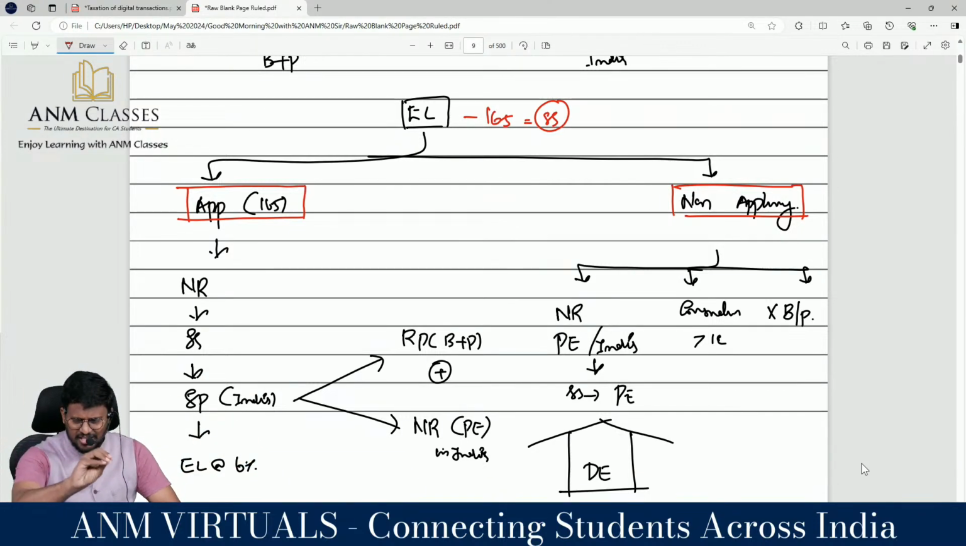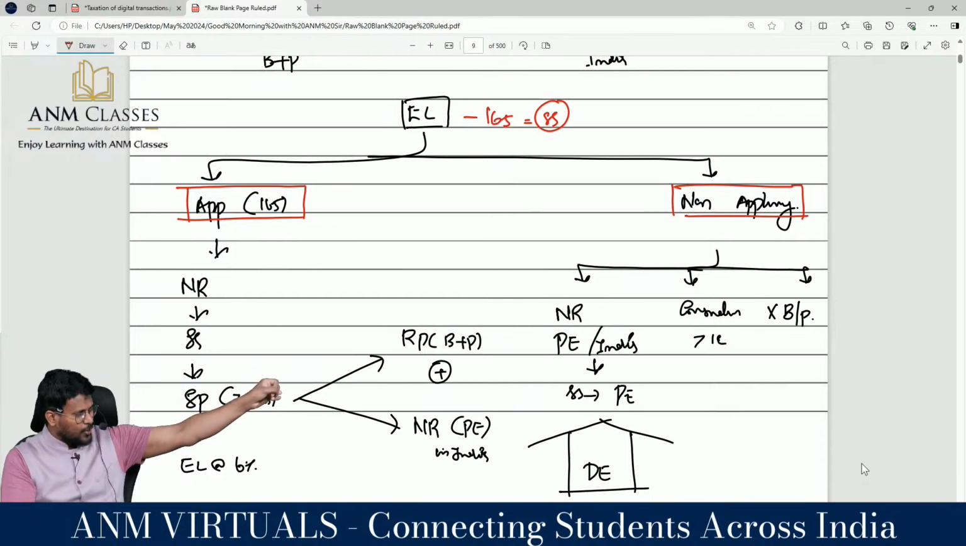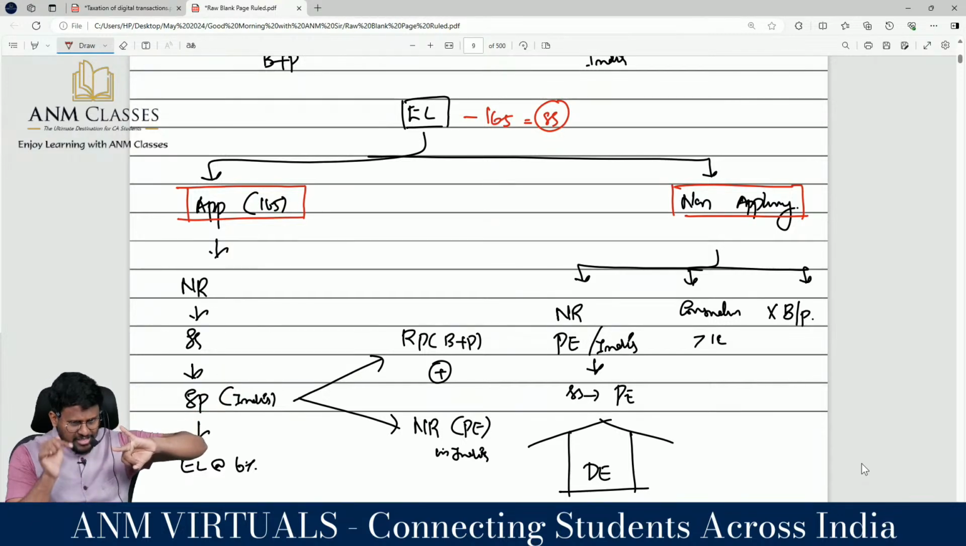If 5 conditions are satisfied, 165 will be applicable. Number 1, there should be a non-resident who is situated outside India. He should provide specified services to a specified person located in India. Then the specified person located in India is liable to deduct at the rate of 6%.